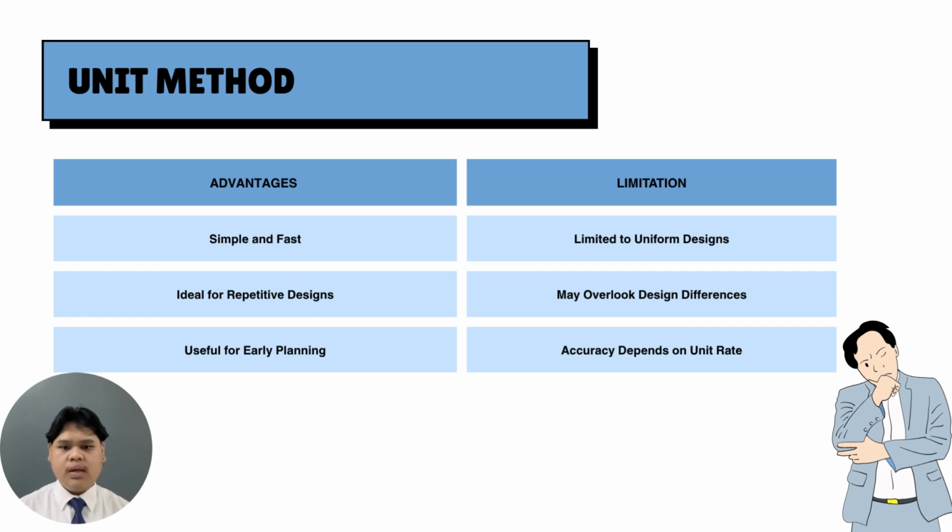However, it has limitations. It is only suitable for uniform design and may not be accurate for projects with varied or custom-built spaces. It also assumes all units are identical in size, quality, and finishes, which can lead to inaccuracies. Additionally, the reliability of the estimate depends heavily on having an up-to-date and accurate unit cost rate.